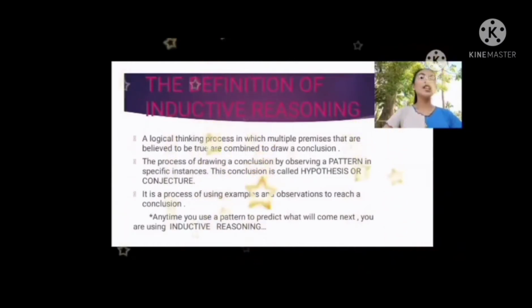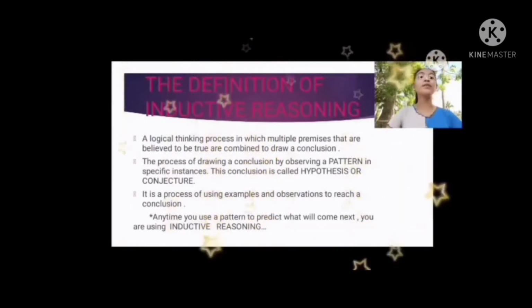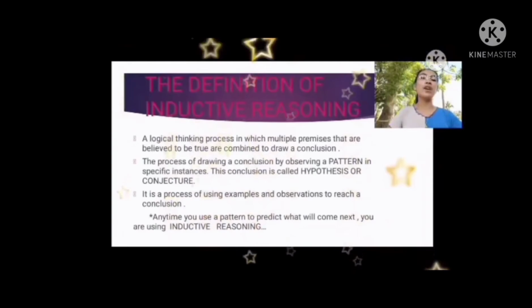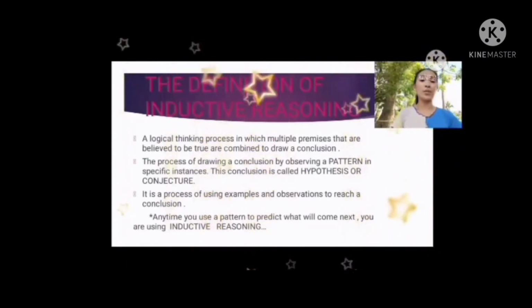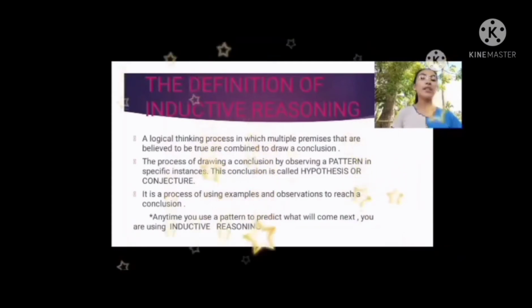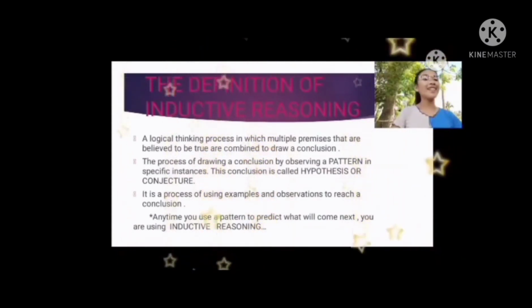First, a logical thinking process in which multiple premises that are believed to be true are combined to draw a conclusion. The process of drawing a conclusion by observing a pattern in specific instances. This conclusion is called a hypothesis or conjecture. It is a process of using examples and observations to reach a conclusion. And anytime you use a pattern to predict what will come next, you are using inductive reasoning.